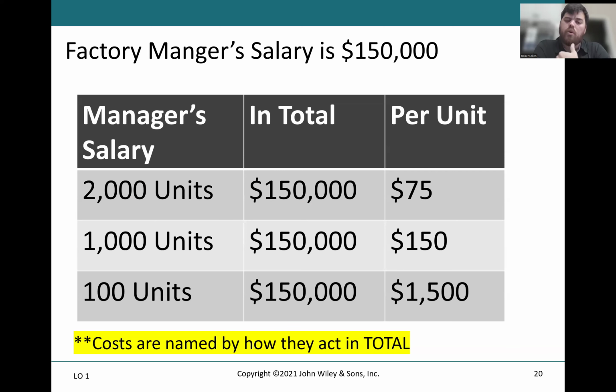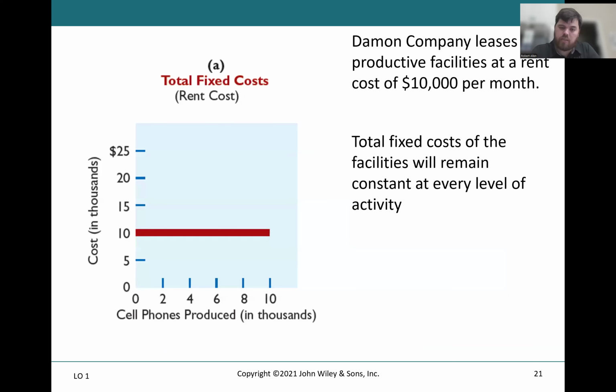But when I'm producing 1,000 units, then I'm paying the manager $150. And when I only produce 100 units, I'm paying them $1,500 per unit. So you can see very quickly, once again, that there's a benefit to being able to produce more items because it pulls down that total fixed cost per unit. Now, here's graph number 3 that you're going to want to pay attention to.